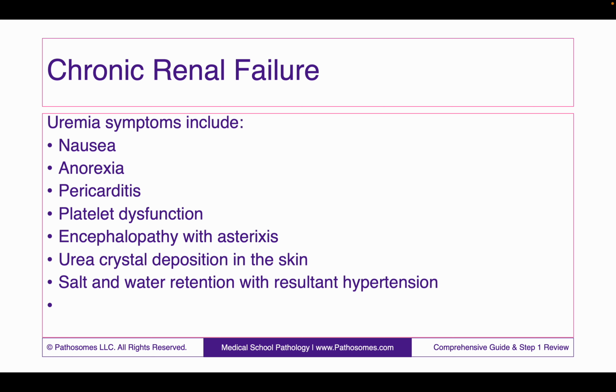Uremia symptoms include nausea, anorexia, pericarditis, platelet dysfunction, encephalopathy with asterixis, right? You remember that physical exam finding with the flappy hands, right? Asterixis. Urea crystal deposition in the skin. There's a derm finding. As well as salt and water retention with resultant hypertension.